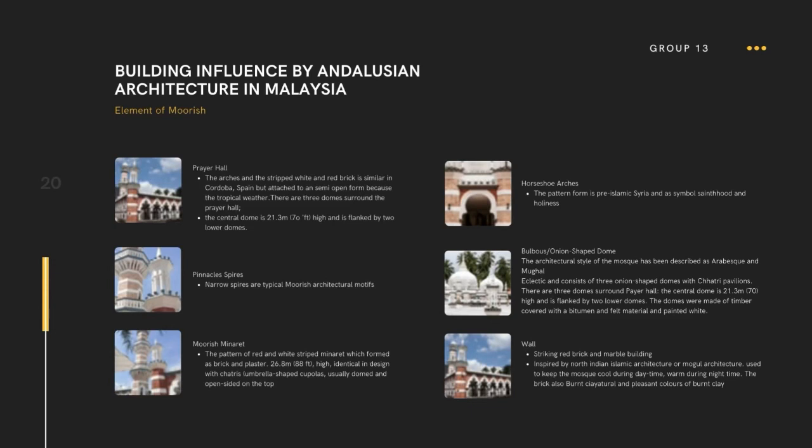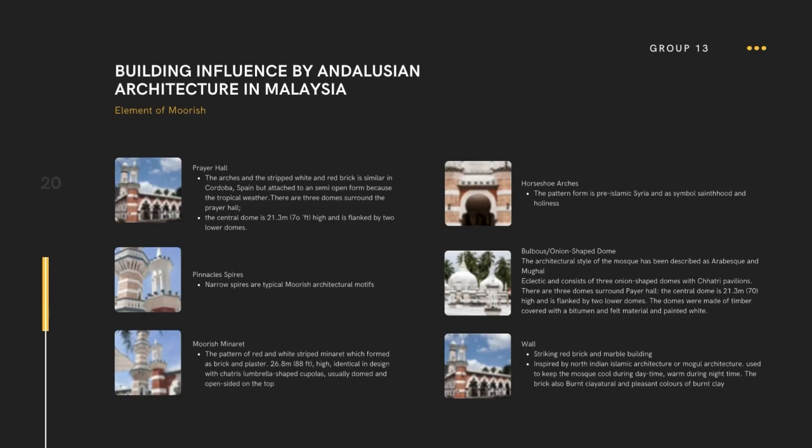Next, the bulbous or onion-shaped dome. The architectural style of the mosque has been described as Arabesque and Mughal, eclectic, and consists of 3 onion-shaped domes with chhatri pavilions. There are 3 domes surrounding the prayer hall. The central dome is 21.3 meters, 70 feet high, and is flanked by 2 lower domes. The domes were made of timber covered with bitumen and felt material and painted white.